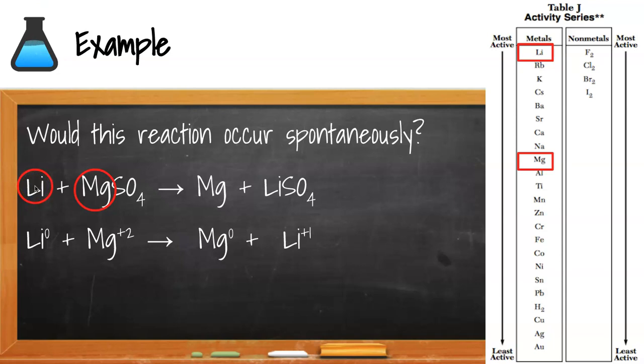Another way you might see this is they may remove the spectator ions. These are the ions not changing oxidation number. So you may see it written like this, where they're just writing the charge of the ion in the compound, and the same thing here. So lithium plus 1 and magnesium plus 2. If you see it that way, it's still going to function the same way. The uncombined element, the one with the oxidation number of 0, is the one we're looking for. If that one is higher up on Table J, it's going to be spontaneous. And if it's lower down on Table J, then it's non-spontaneous.